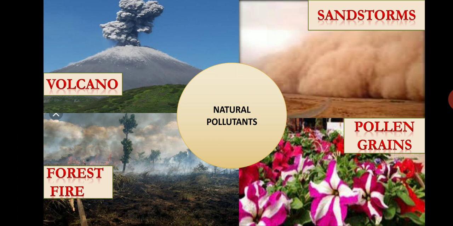Third is pollen grains. Just below sandstorms is the image of flowers. Now what are pollen grains? Pollen grains are that yellow kind of substance that you find in the flowers. Usually in the center of the flowers you will find some tiny yellow particles. Those tiny particles are called pollen grains. Many people get asthma or other respiratory diseases because of these pollen grains in the air. So that is why pollen grains are natural pollutants.